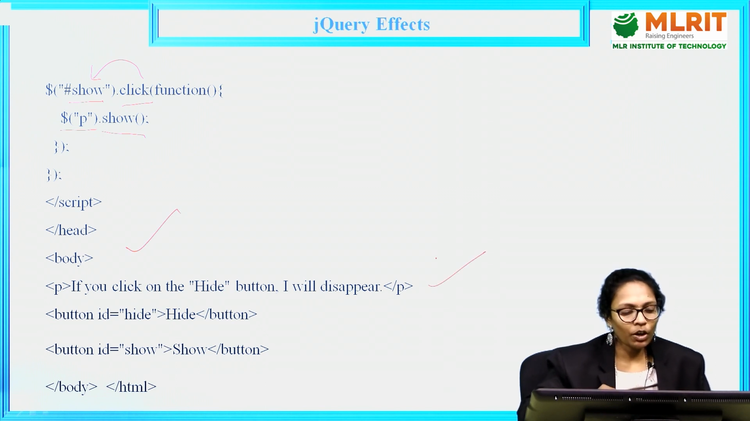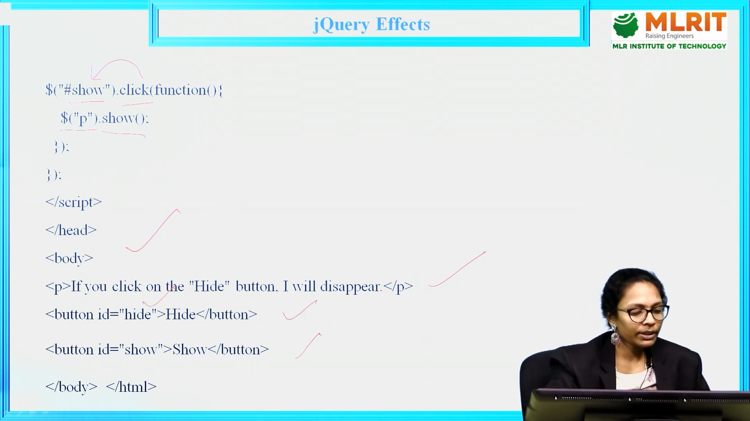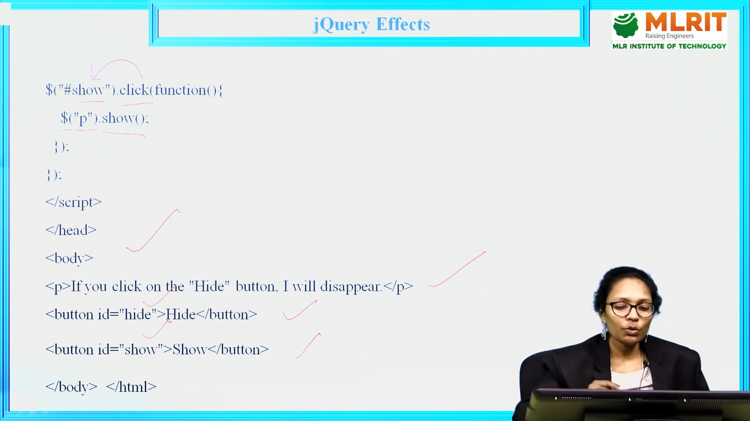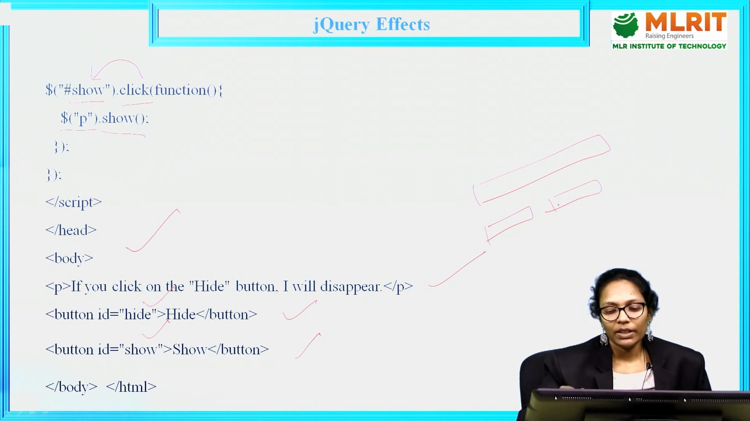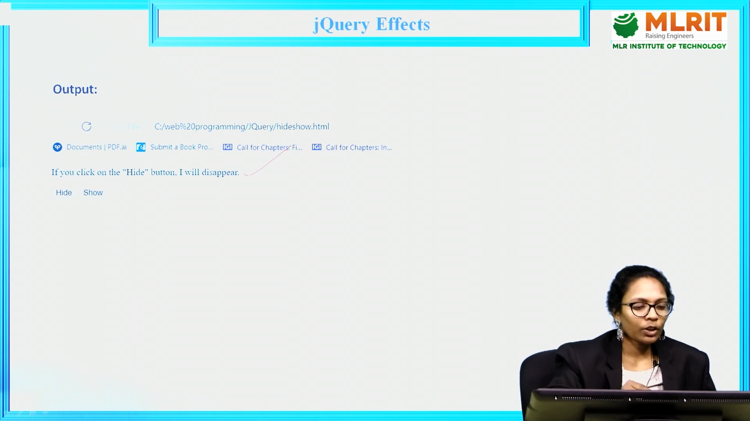Now in the body section, I am creating a paragraph, followed by two buttons: one is the hide button and the other one is the show button. So I will get a paragraph text followed by two buttons. If I click on the hide button, the paragraph will be hidden. If I click on the show button, it will be shown. That is the effect we are applying in this program. This is the output I'll get: the paragraph followed by two buttons. If I click on hide, this data will be hidden, and if I click on show, this data will be shown.